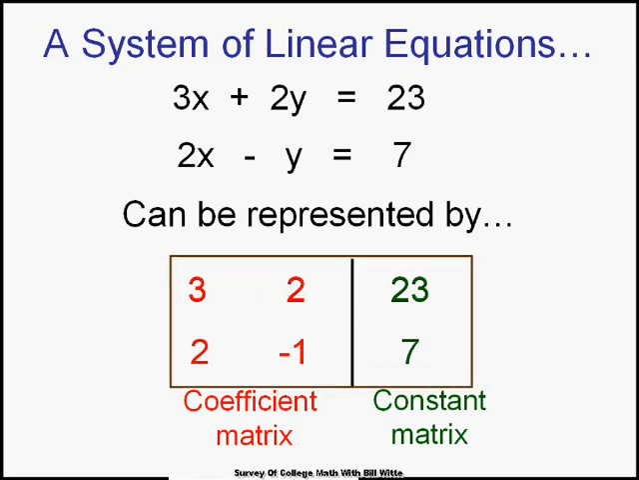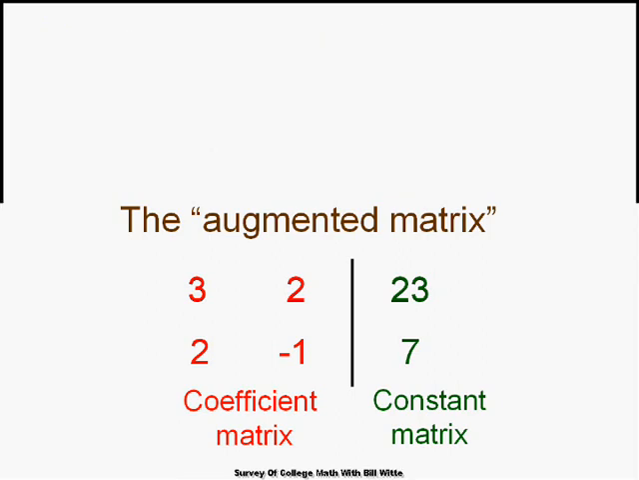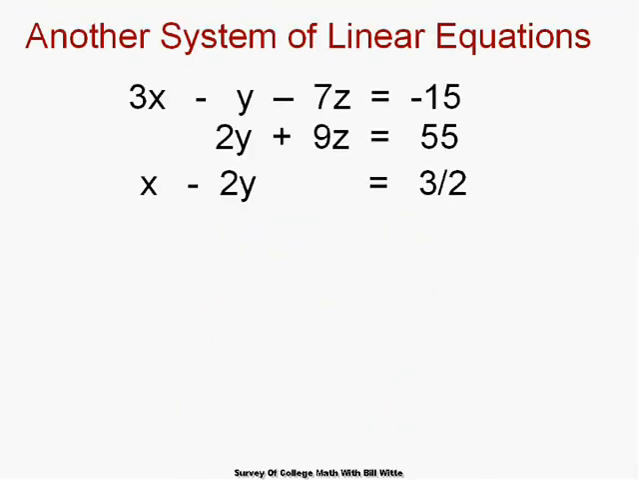Together, the coefficient matrix and constant matrix will make up what we call the augmented matrix. We've kind of augmented the equations, but basically you just took the letters away, so don't think it's anything crazy. Let's try another one. See if there's any crazy things that happen.